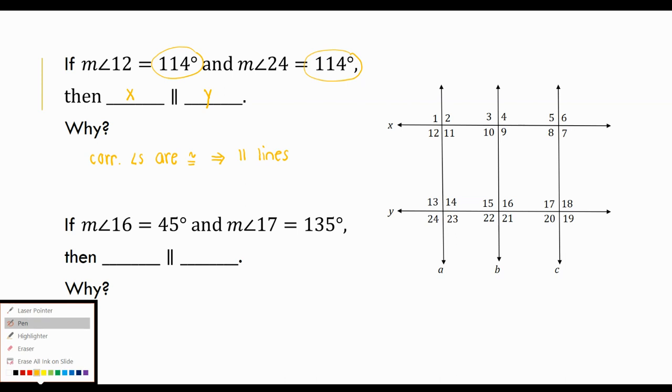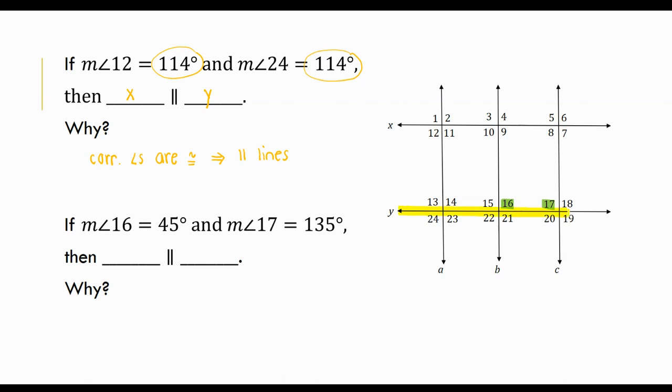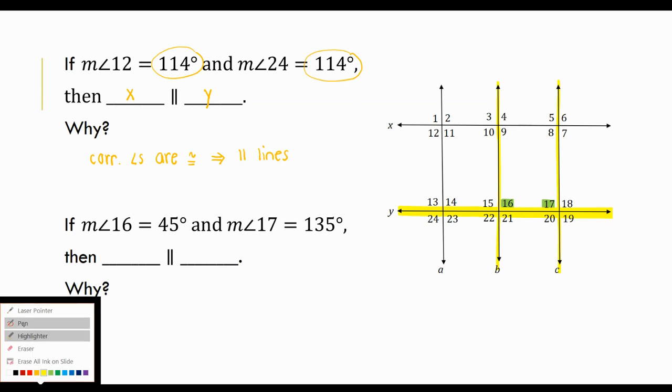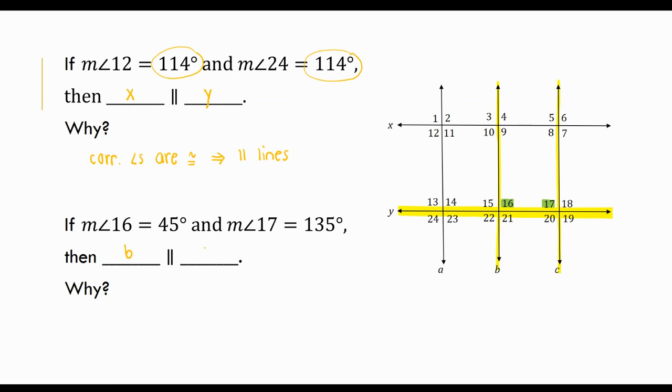All right, let's take a look at the next one. We are dealing with angle 16 and angle 17. Notice that those two angles are being formed by this line, by line Y. So that's our transversal. Notice that 16 is also made up of this line, which is B, and 17 is made up of this line, which is C. So notice that B and C are the two lines that are not going to ever touch. Those are going to be my parallel lines.